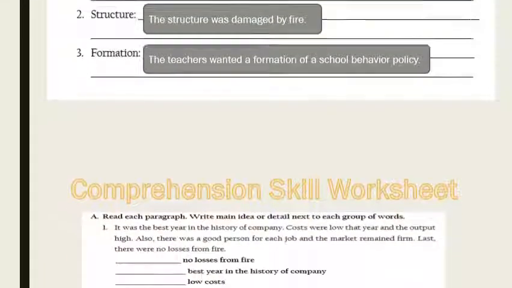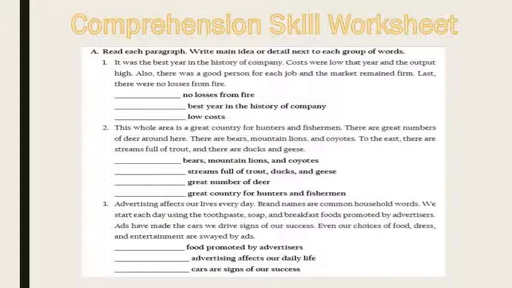We can move to the comprehension skill worksheet, which is about main ideas and details. Main idea and details, supporting details or key details. In exercise A, read each group, write main idea or detail next to each group of words. Number 1, it was the best year in the history of the company.